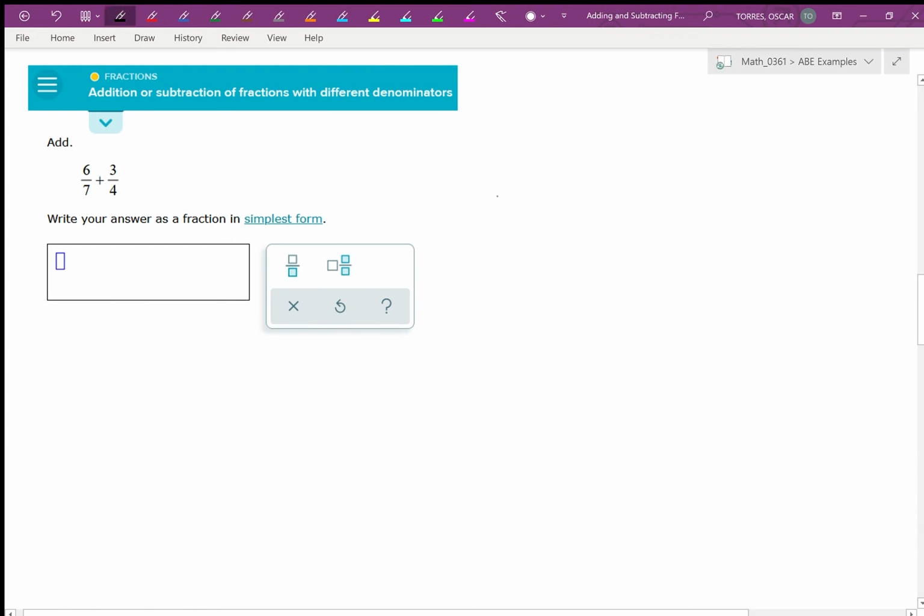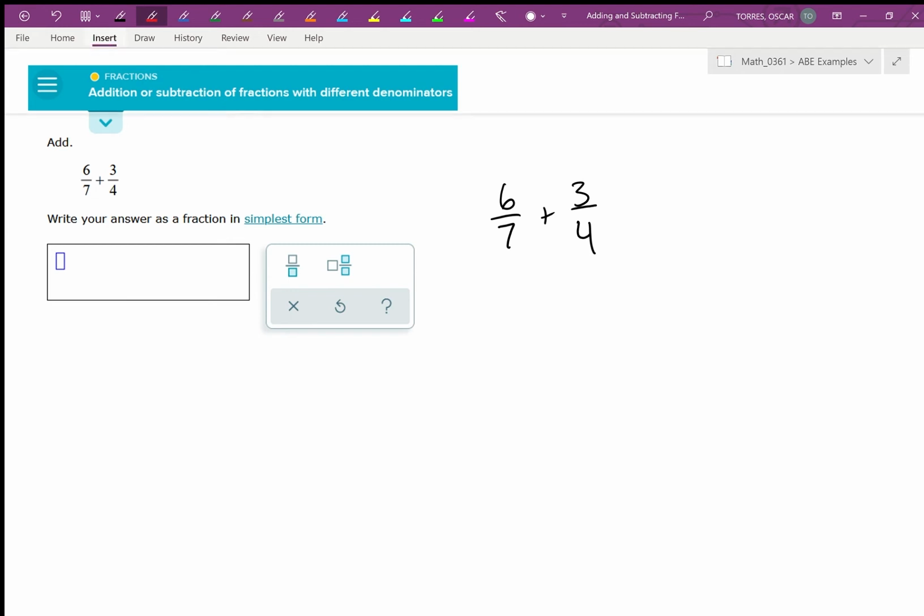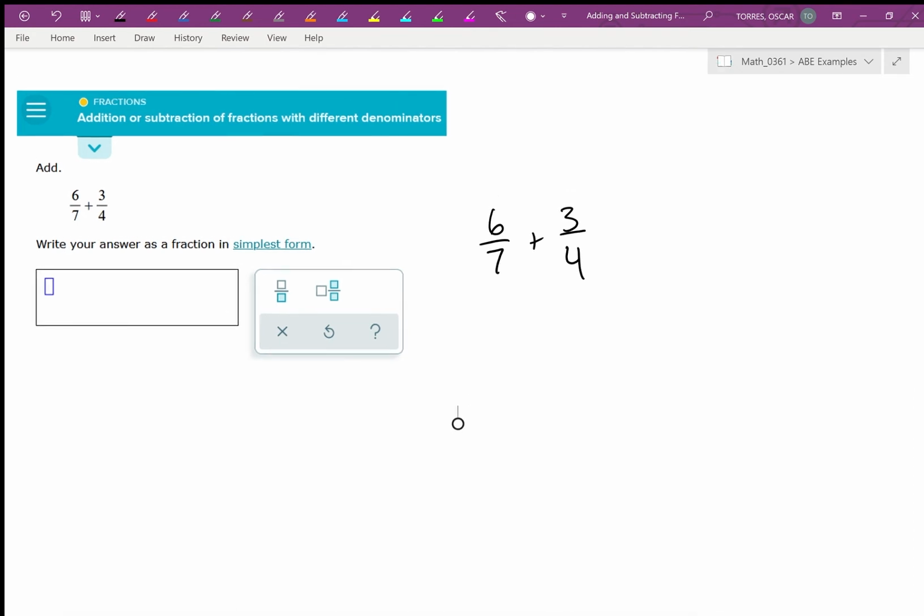For this problem, we have 6 over 7 plus 3 over 4. And again, because we're adding and subtracting fractions, we need to make sure we have the same denominator. So I'm going to make a list of numbers in which I count by 7s, and then I'm going to make another list that counts by 4s. So if I'm counting by 7, we'll count 0, 7, 14, 21, 28, 35, and I'll do one more. That would be 42. So these are your multiples of 7.